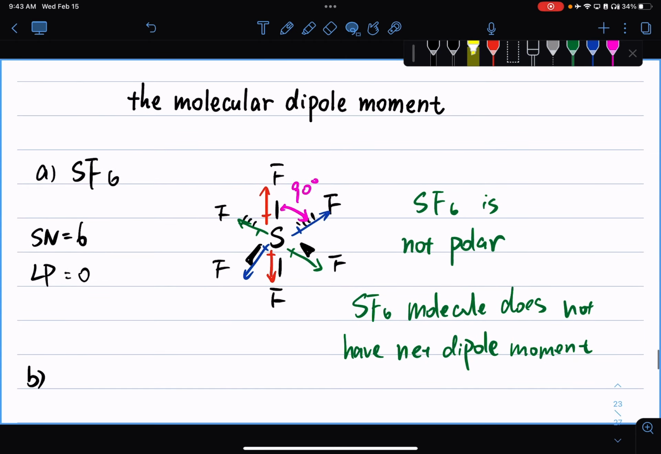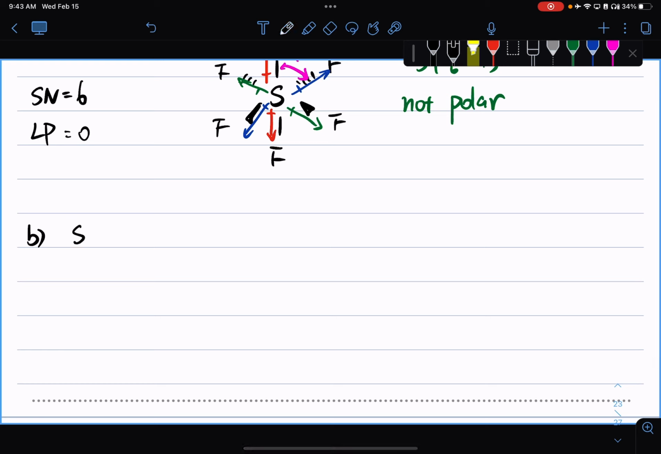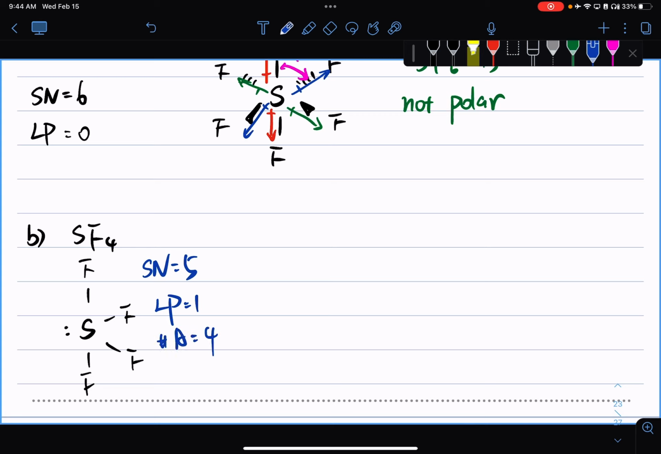Let me move things around a little bit. So, SF4, this one we actually just did in our example. You have 4 fluorines binding to sulfur, but sulfur has 6 valence electrons, so naturally we need 1 lone pair on the sulfur. So this one has steric number equal to 5, lone pair equal to 1, number of atoms equal to 4. We read the table: steric number 5, lone pair 1. That's our SF4, so that's a seesaw geometry.